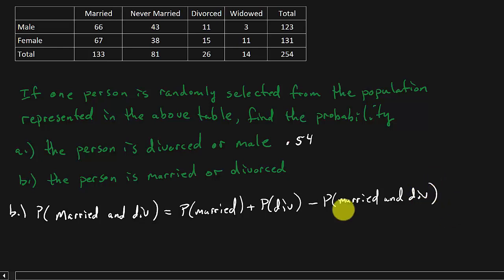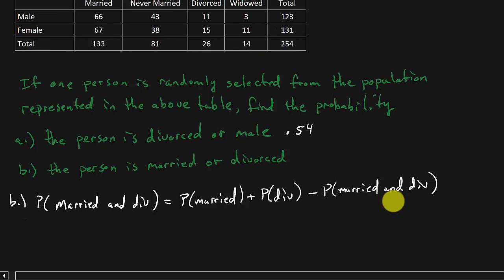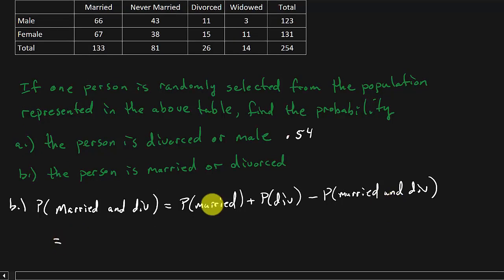We don't need that. But we're going to put it anyway, and I'm going to show you how it doesn't affect it if you do put it. All right. So the probability married, well, there's 133 over 254 plus the probability divorced, which that's 26 total. So 26 over 254 minus married and divorced. Well, here's married, here's divorced.